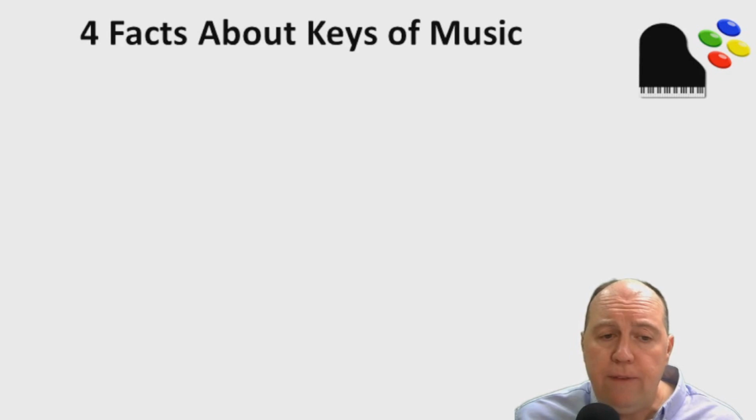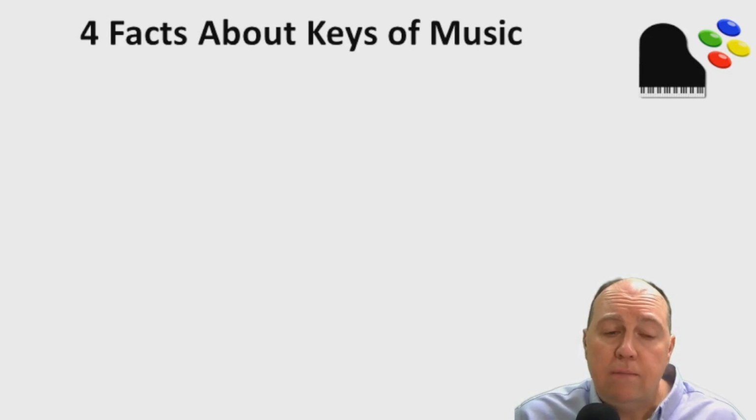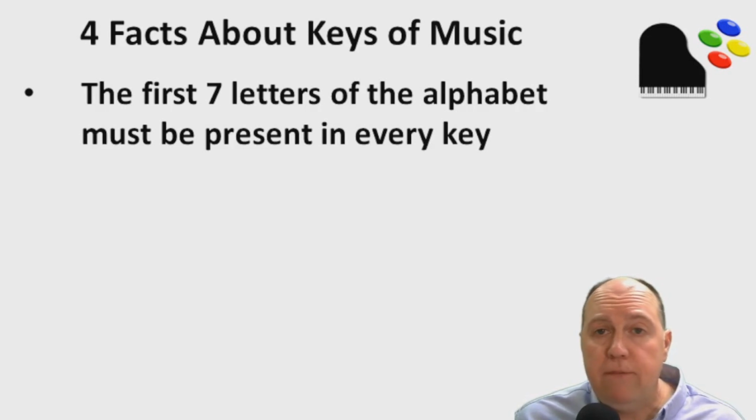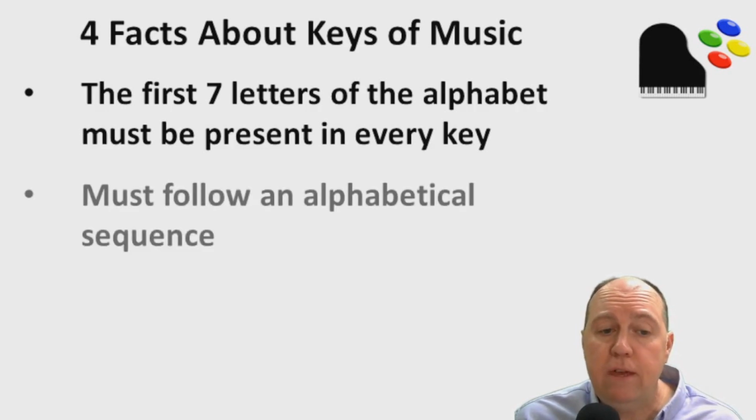Now, here are 4 facts about keys of music that will help you to remember and retain the sequence of notes that are in major keys. First, the first 7 letters of the alphabet must be present in every key. So you have A, B, C, D, E, F, and G. Some major keys start on A, some start on B, some C, some have sharps, some have flats, some have none. But those 7 letters have to be present in every major key.